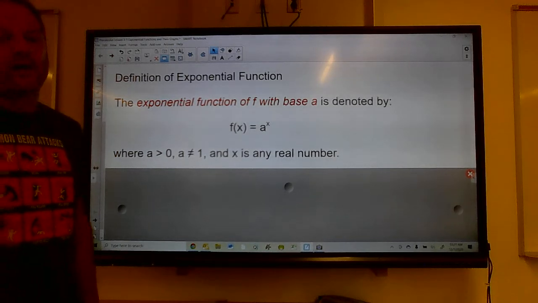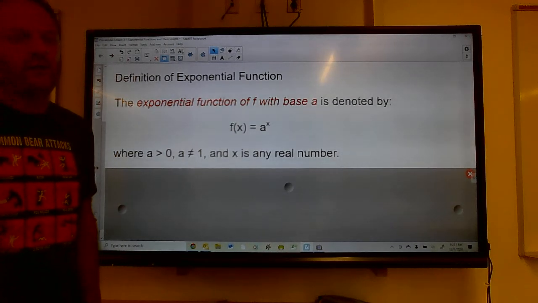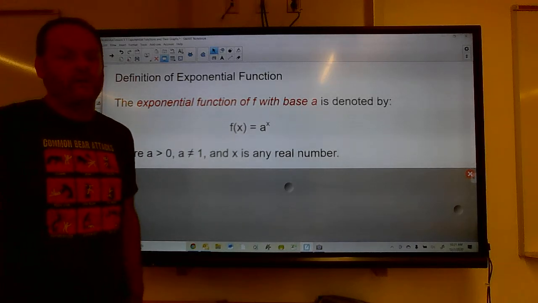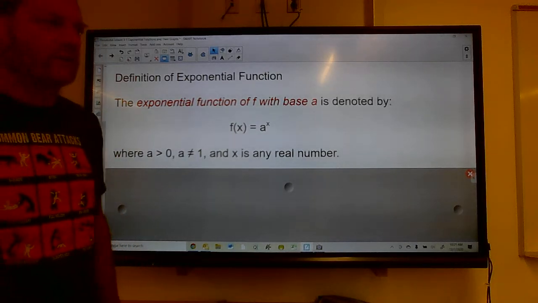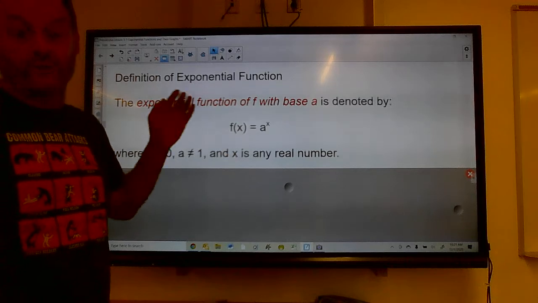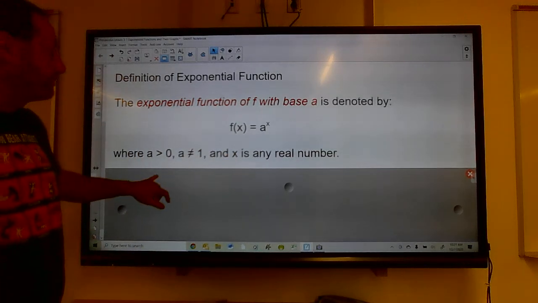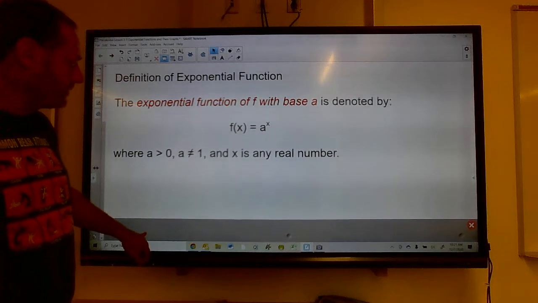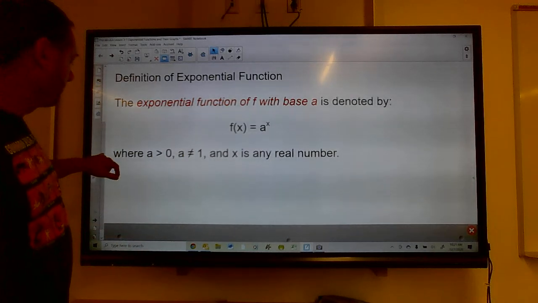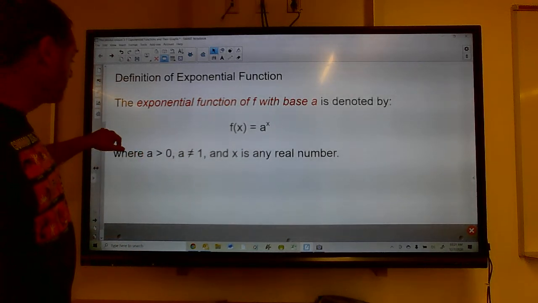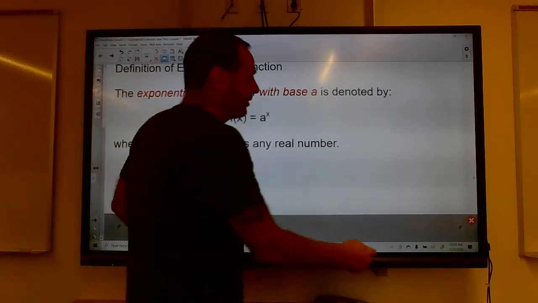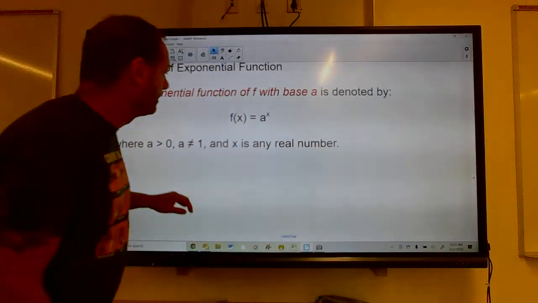The reason we don't make a equal to 1 is because then you just have a function that's just 1 all the time, okay? Well, a can be any real number bigger than 0, as long as it's not 1.